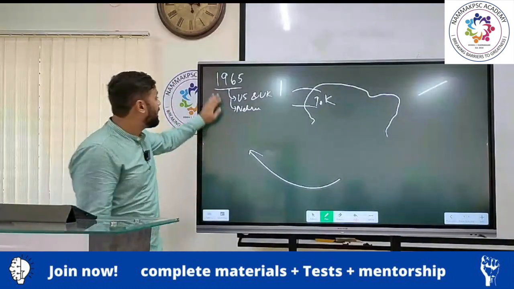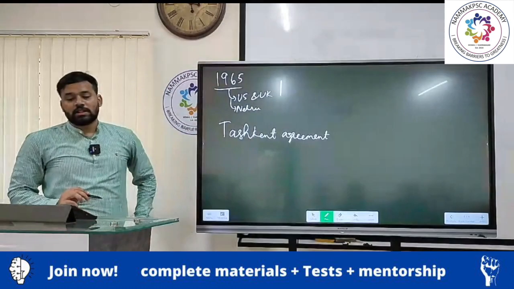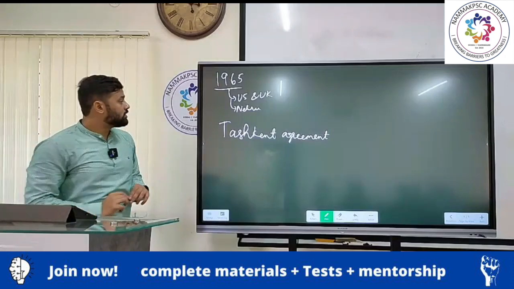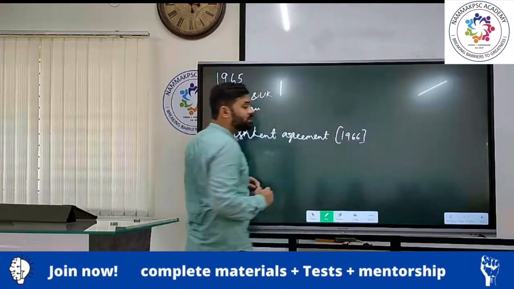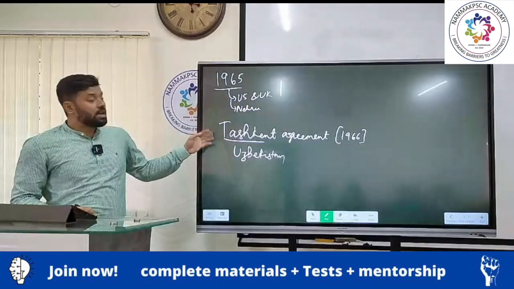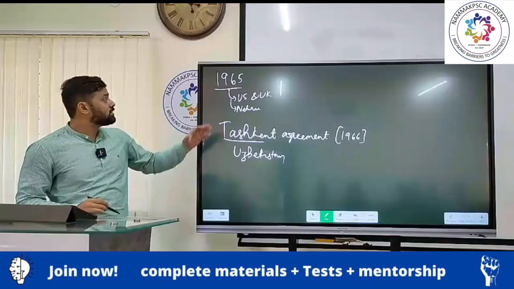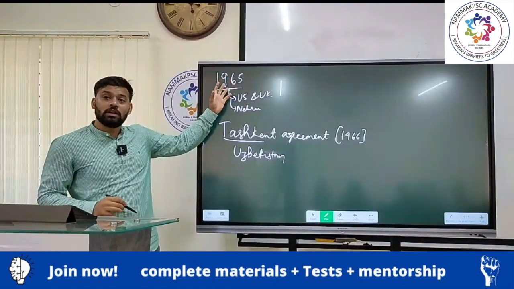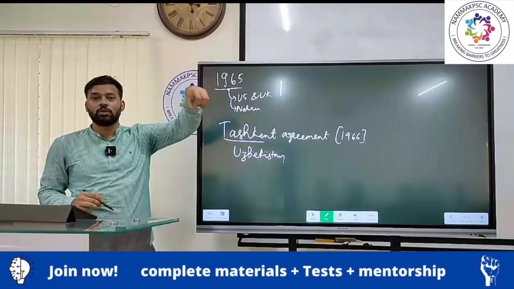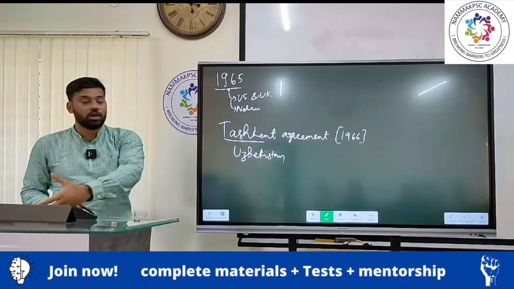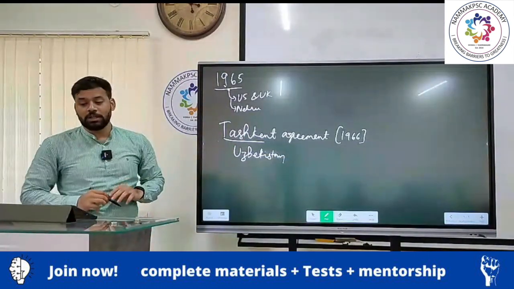Post this, we have the agreement called the Tashkent Agreement. This Tashkent Agreement was in 1966. Tashkent is in Uzbekistan. Russia will try to broker peace between India and Pakistan. Why? Because in 1965, US supported Pakistan. So when US is supporting Pakistan, who will support India? So obviously Russia. So Russia will try to broker peace, and that is when the Tashkent Agreement will happen.